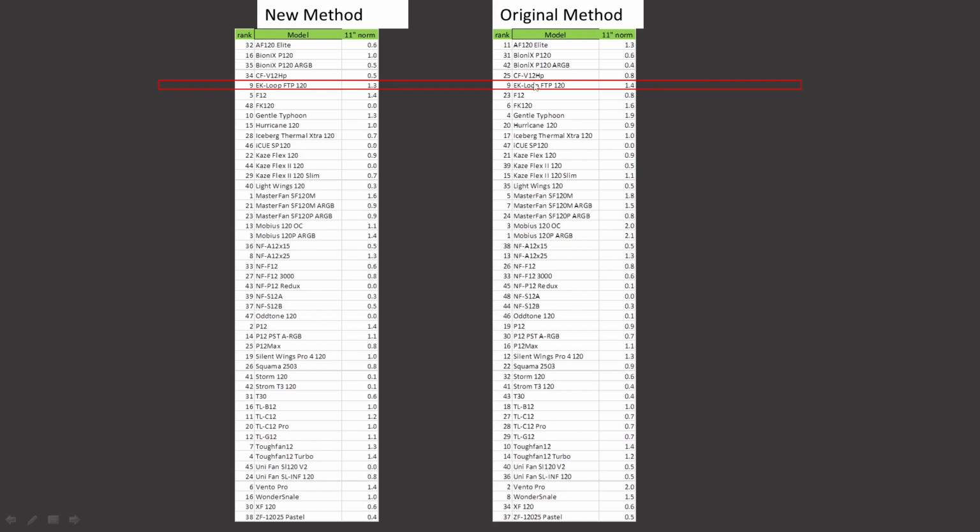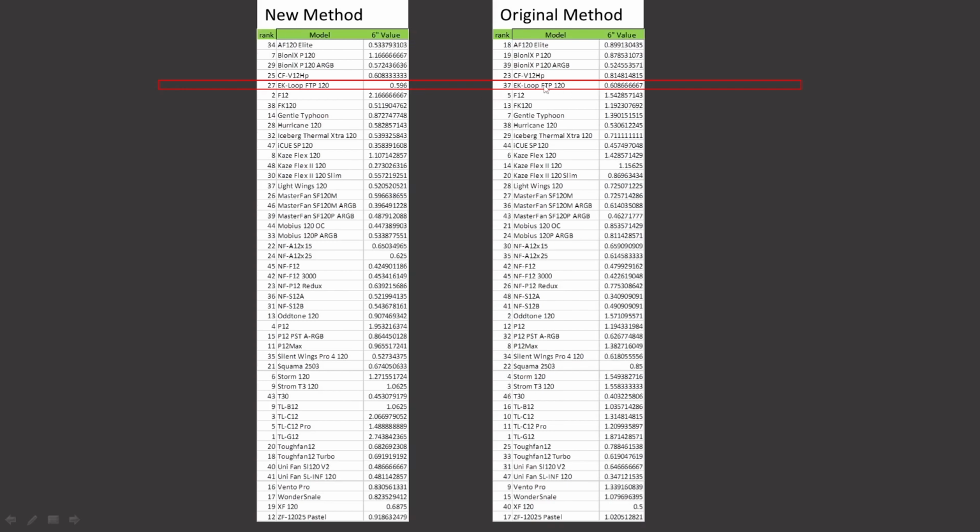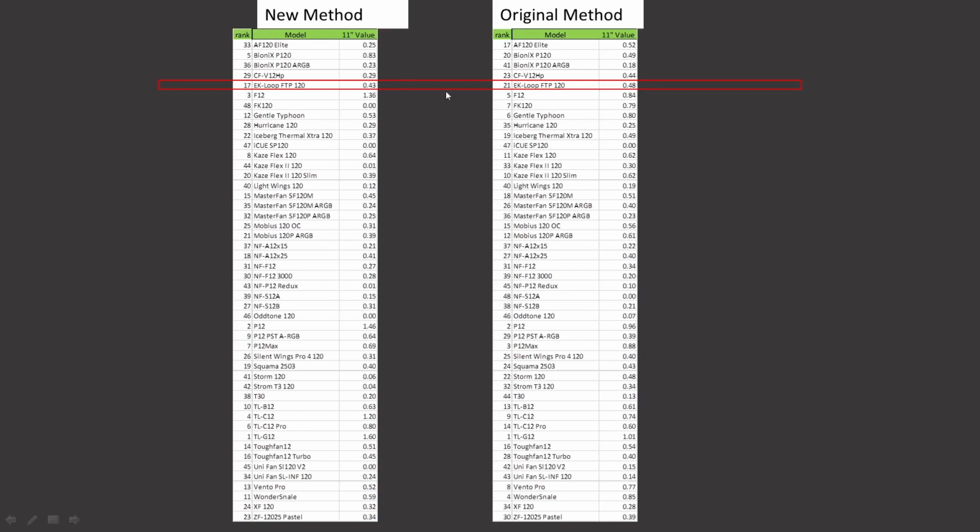Next up, the 11-inch mark, noise normalized. It was ranked 9th and retains that position at 9th, though it does lose a little bit of airspeed due to its reduction in RPM. Next up is the value proposition noise normalized at the 6-inch mark. It was ranked 37th and is now ranked 27th, so overall an improvement in position despite the fact that its value proposition has actually gone down slightly.